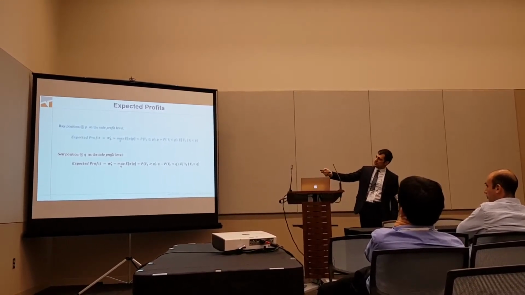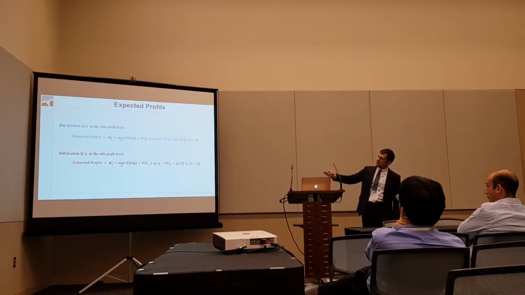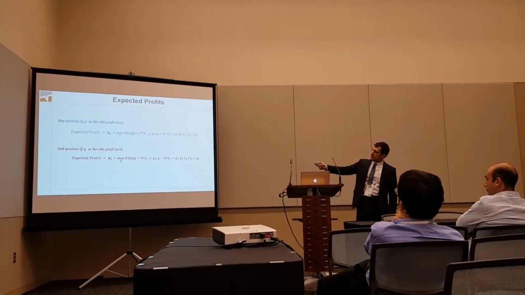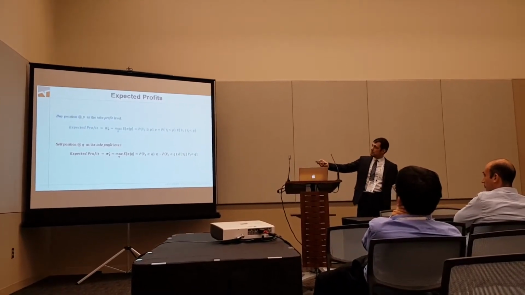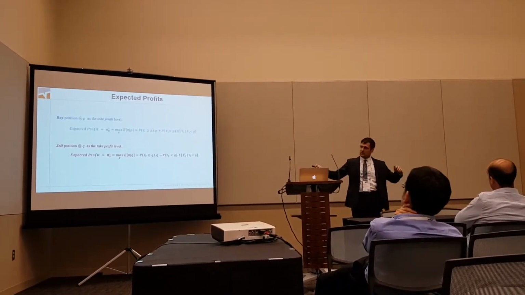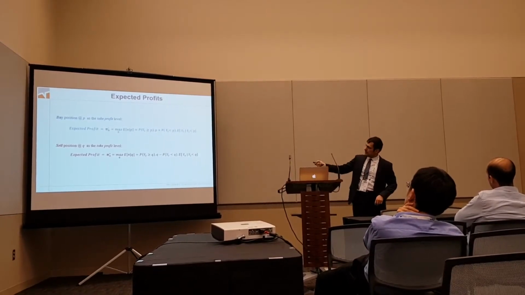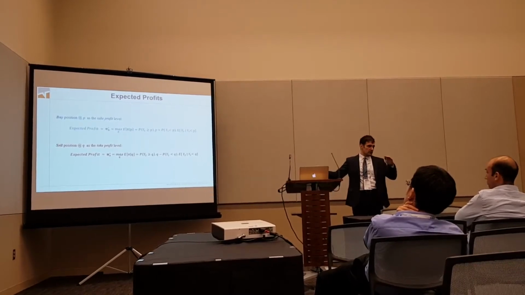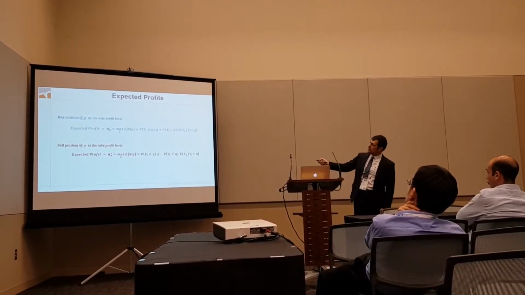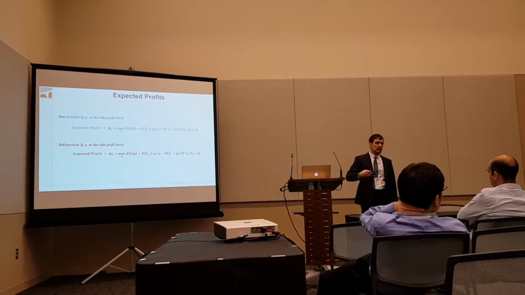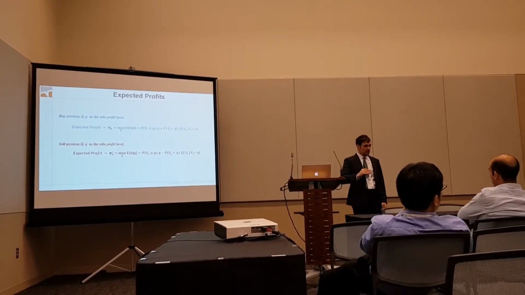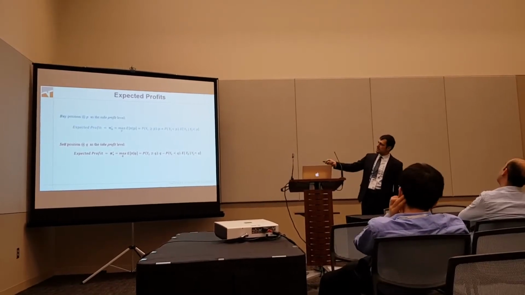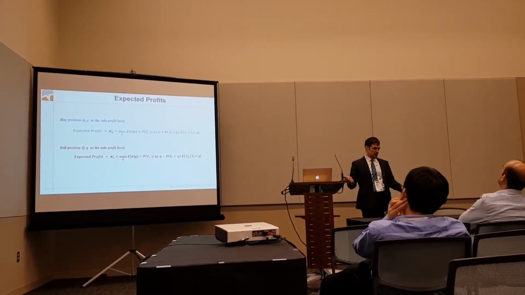So the optimal profit given a specific take profit level can be found like this. So we have the probability of meeting the take profit level times the take profit level plus the probability of missing the take profit level, not reaching the take profit level, times the expected level of profit given that we didn't meet the take profit level. That is the expected profit, obviously.